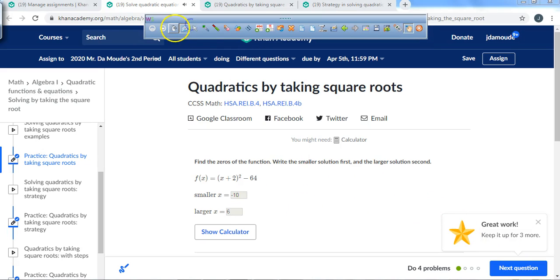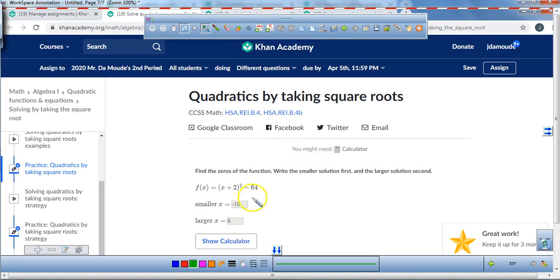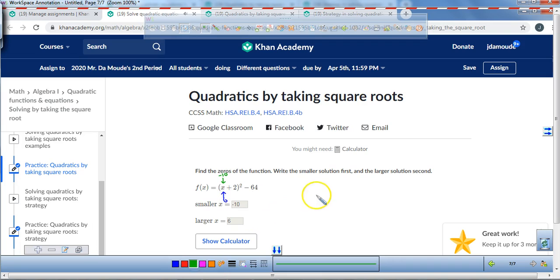Now, if you're wanting to check these, just to make sure, all you got to do is plug those numbers in right here. You could plug in a negative 10, or you could plug in a 6. Let's see how that works real quick. If I plug in a negative 10 plus 2 squared and then take away 64, or if I say 6 plus 2 squared minus 64, you can see that they're going to both end up equaling 0.